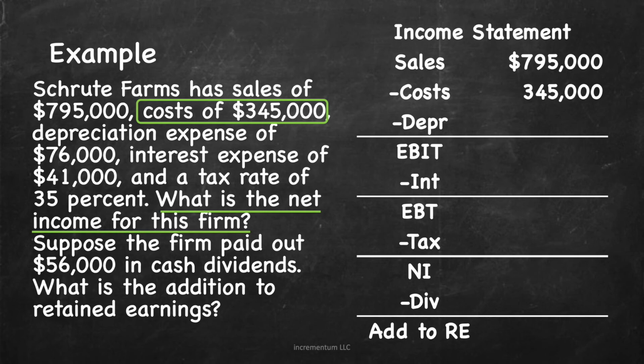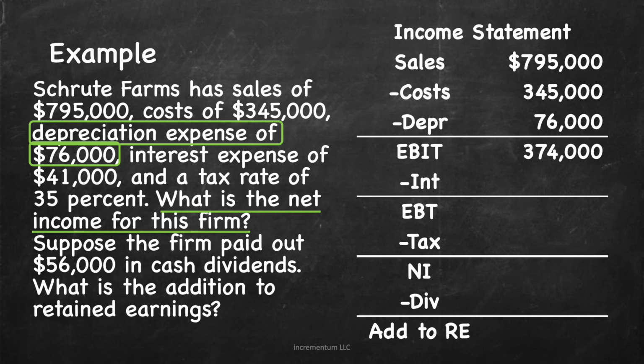Our income statement then says we need depreciation. If we look at the problem, we're told that depreciation is $76,000. So we'll put the $76,000 in our depreciation line item. Now we're ready to subtotal earnings before interest and taxes, which remember we also call our operating profit. So that comes to $374,000. That came from $795,000 minus $345,000 minus $76,000.